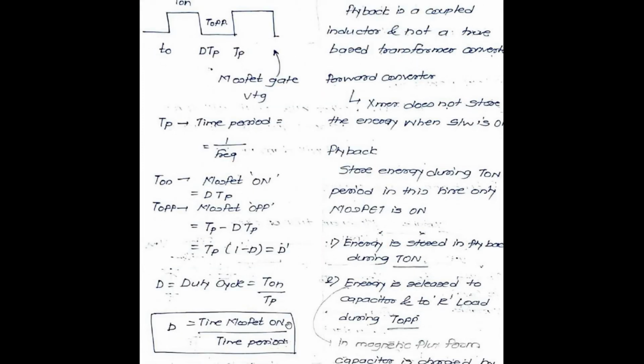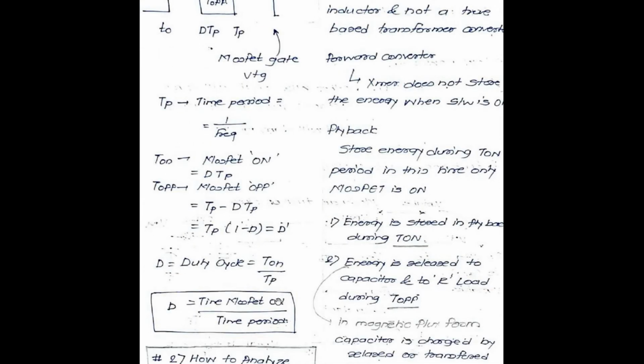Okay, so T minus D·T, that is D dash. D dash means your turn off time period. So duty is equal to turn on time divided by the total time period. Okay, right, so now we'll move forward. So duty is the turn on time period of the MOSFET over the total time period, right?